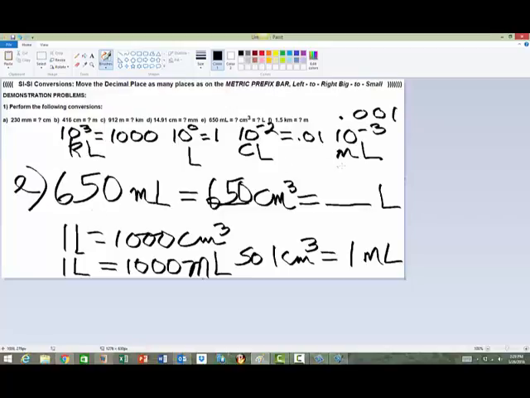So we locate milliliters on the metric prefix bar. We see that liters is to the left. And so a liter is bigger than a milliliter. And so this is right to left, small to big, decimal place goes left. How many places? That would be 3 places to the left. And so 650 milliliters is 0.650 liters.